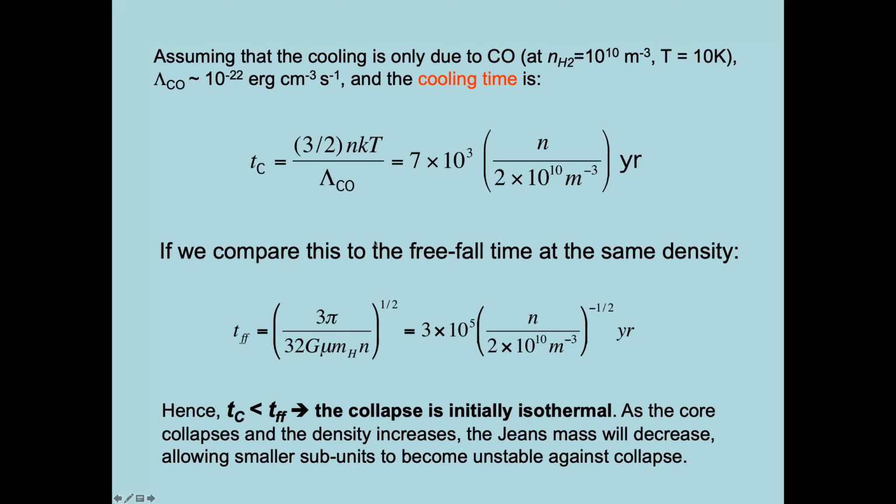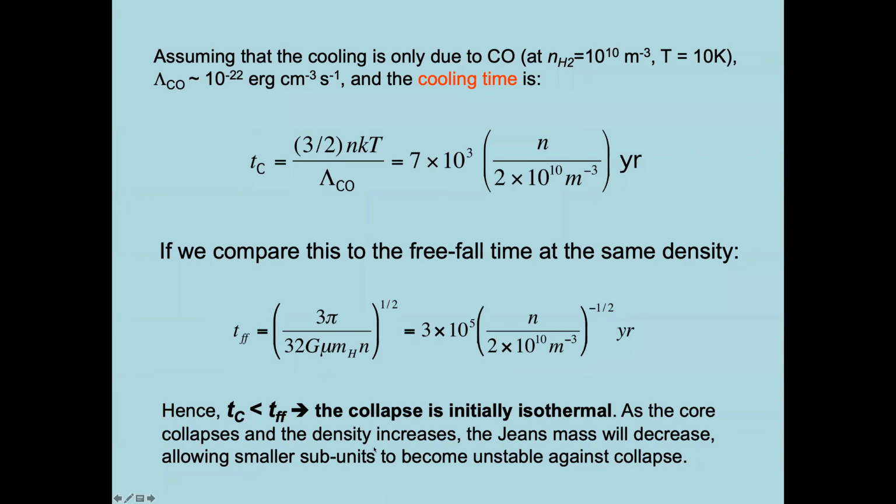So we have to compare this with what? Well, with the dynamical time scale. The dynamical time scale is the free fall time, which is actually 3 times 10 to the 5 years. So you see immediately that the t_c, the cooling time, is significantly smaller than the free fall time. And of course, if you have a magnetic field, the cooling time is even much smaller in comparison, because it takes even longer to collapse if you have a magnetic field. So you can easily assume that the collapse is initially isothermal.